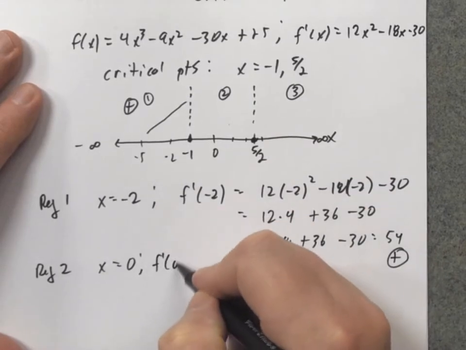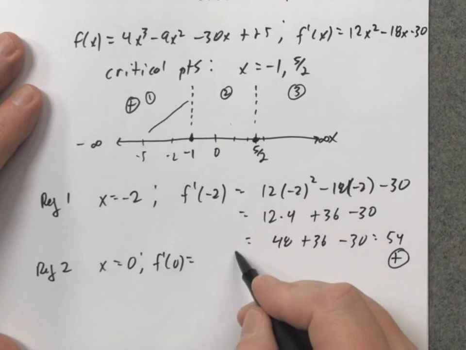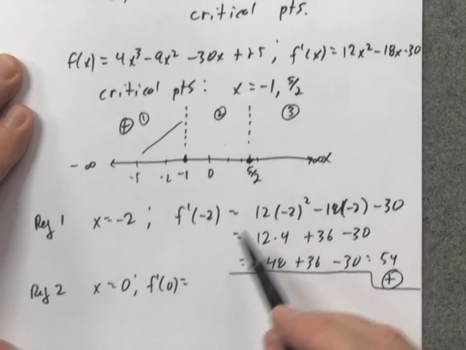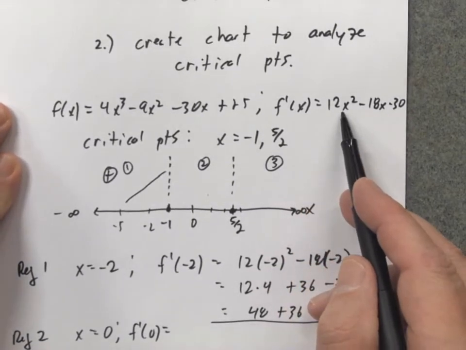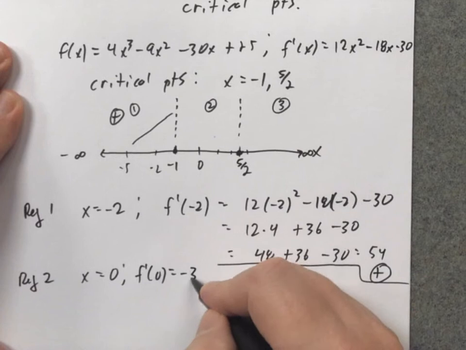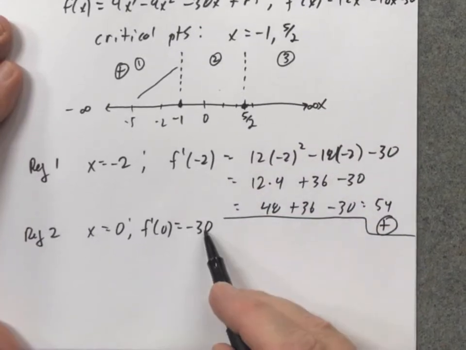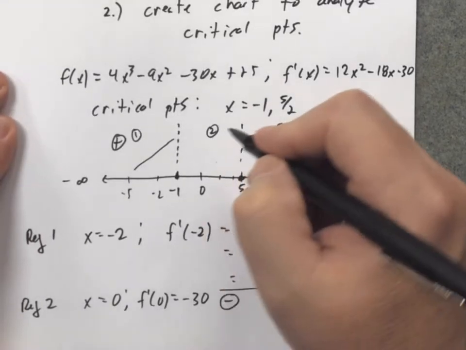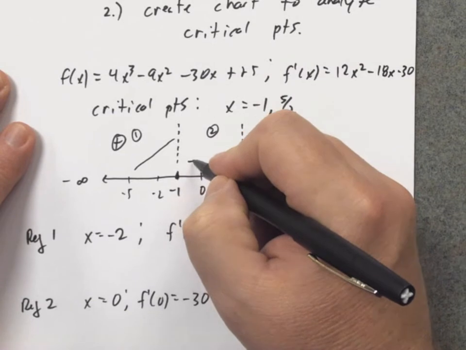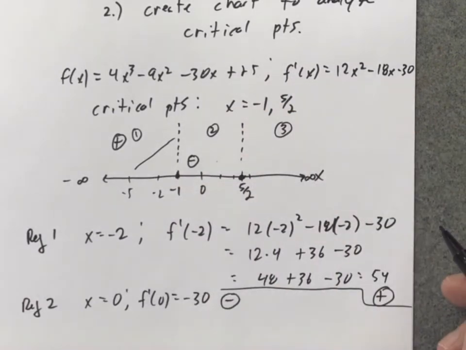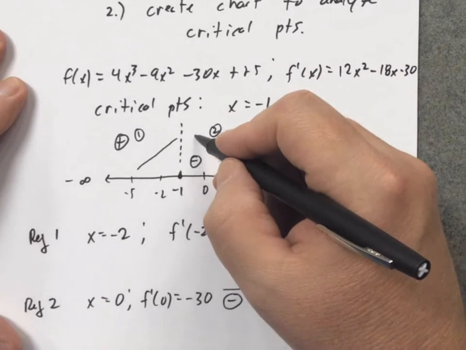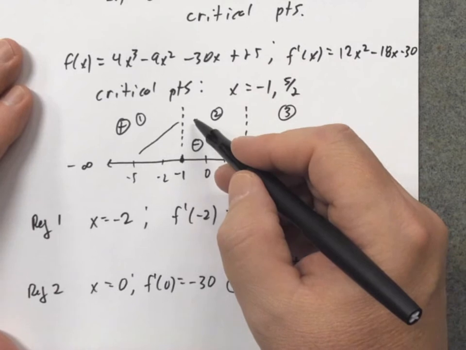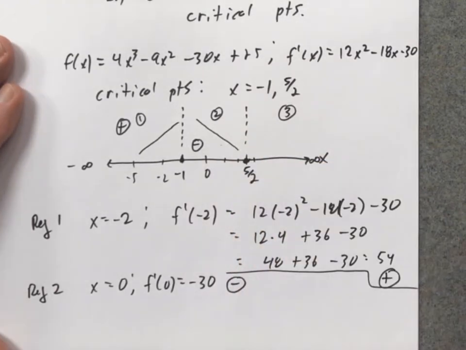So in this case, first derivative when x is 0, pretty straightforward. This is going to be 0, this is 0. I end up with negative 30. In the second region, I now say the first derivative is negative. You know what a negative first derivative tells me about the function? It's decreasing. The function is always going down. So I go in here and draw a function going down.